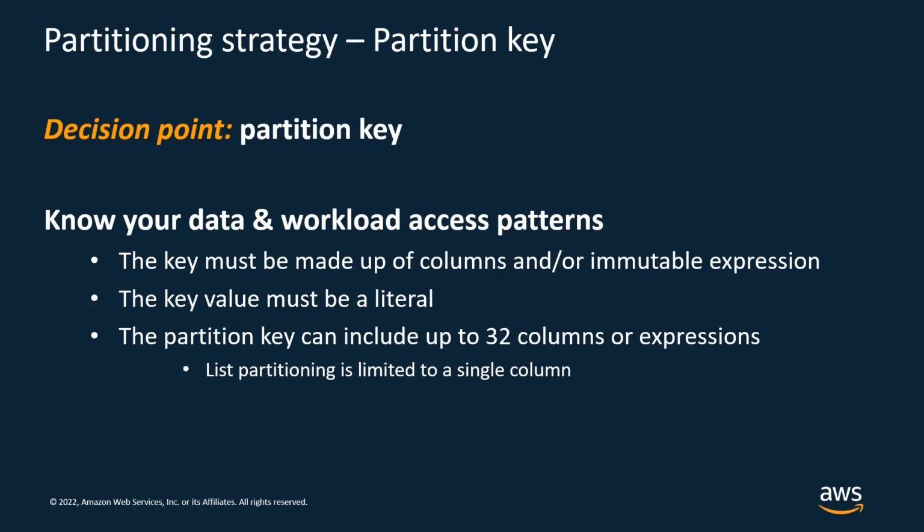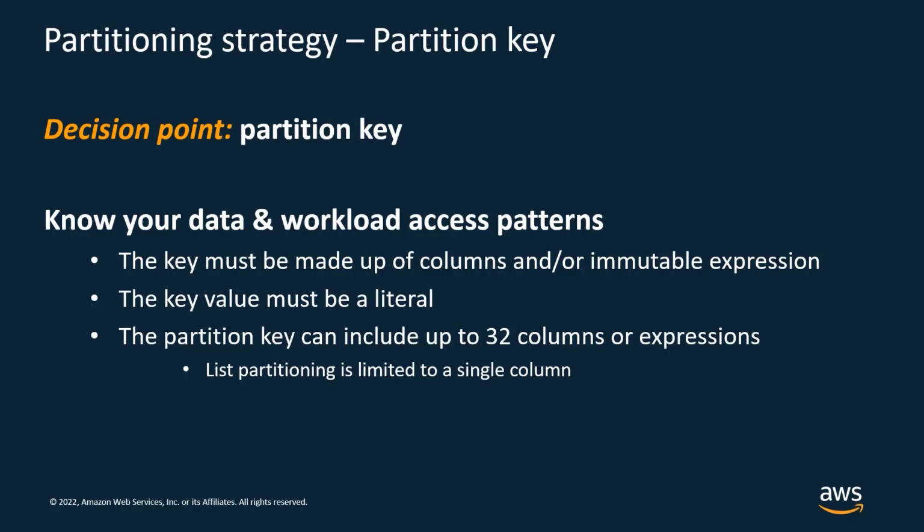After deciding on the partitioning type, you also need to choose which column or columns to use as the partition key. A range or hash partition key can be made up of a column or a set of columns, or an immutable expression. A list partition key must be a single column or expression.